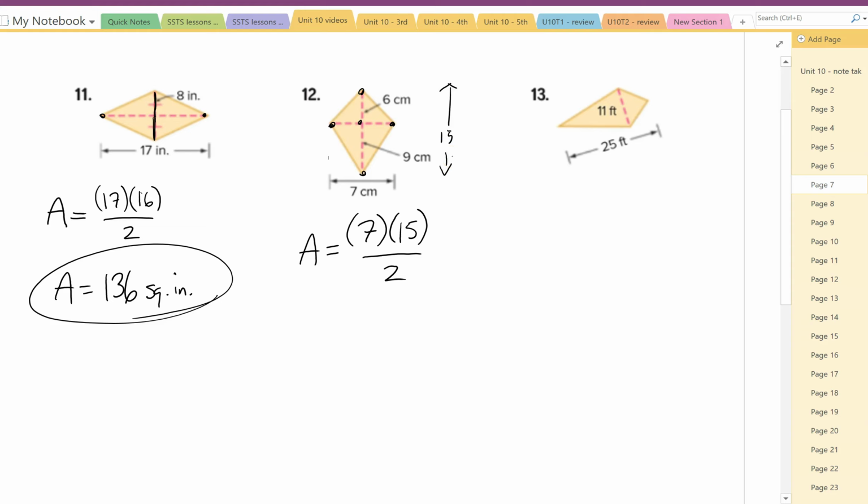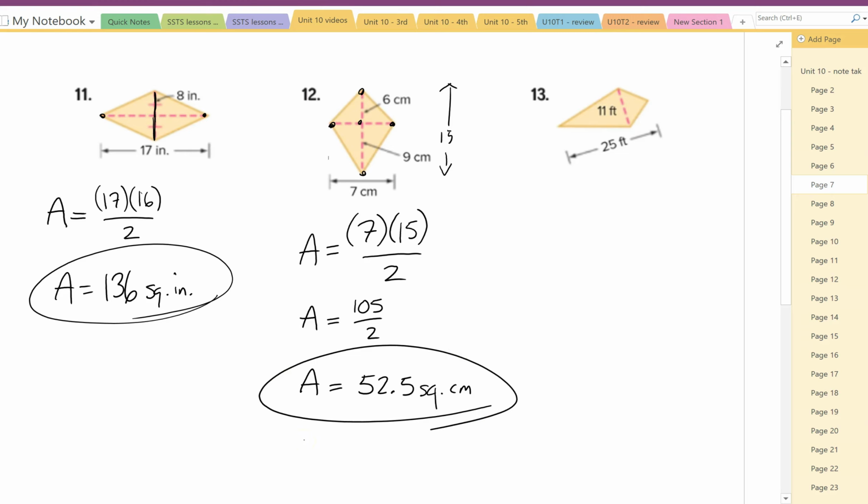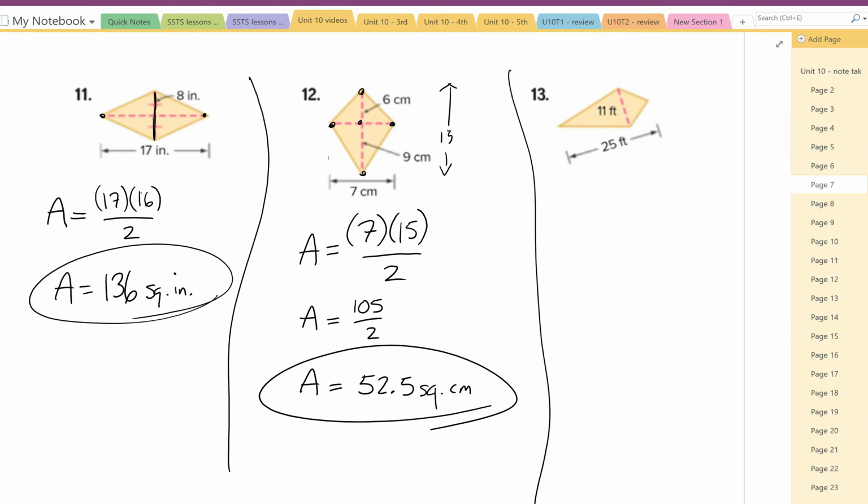7 times 15, I think I can do that in my head. 7 times 10 is... wait, let me back up. 7 times 10 is 70. 7 times 5 is 35. Those two added together is 105. So I'd have 105 divided by 2. Well, 100 divided by 2 is 50. 5 divided by 2 is 2.5. So the area of this kite would be 52.5 square centimeters.